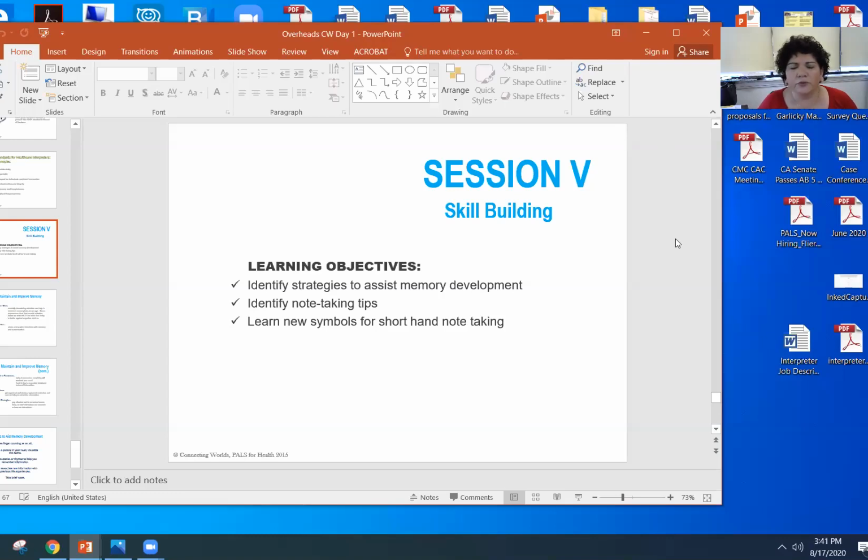You've also had a little bit of discussion about site translation as well as the CHIA standards. So now, for skill building, we want to look at additional skills that interpreters need to have in order to make their job a little bit easier. We know that as interpreters, one of the biggest skills we need is to build our memory capacity.